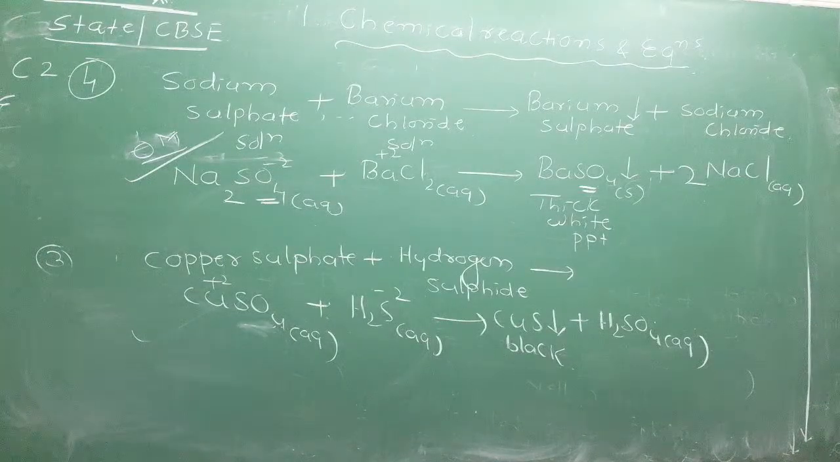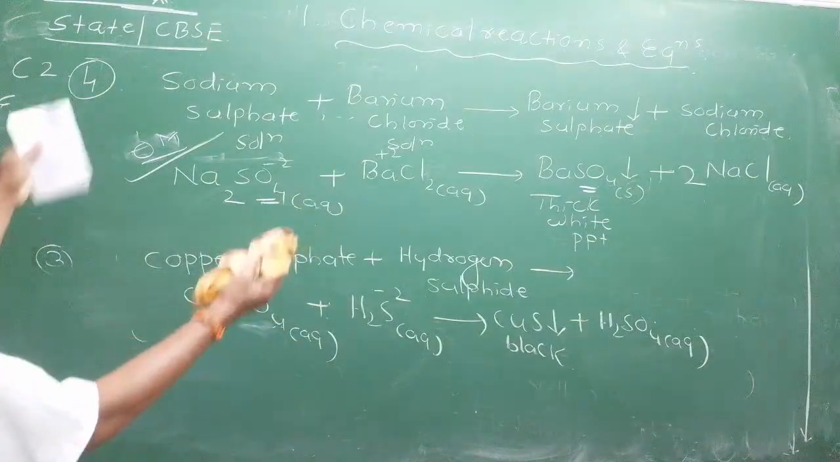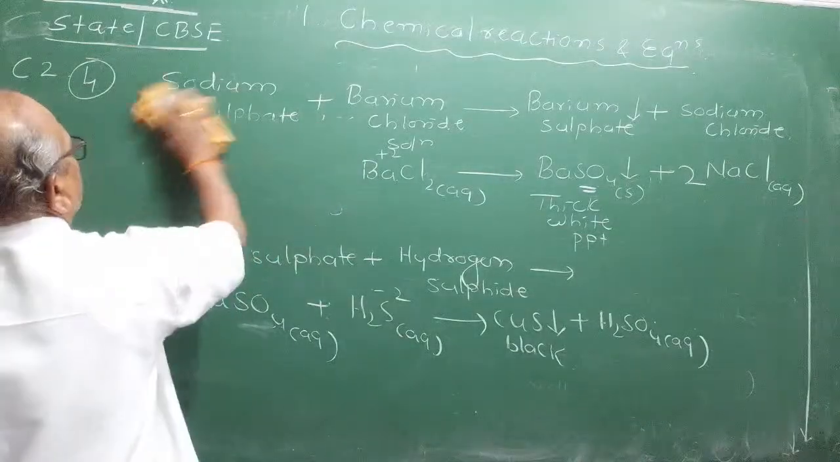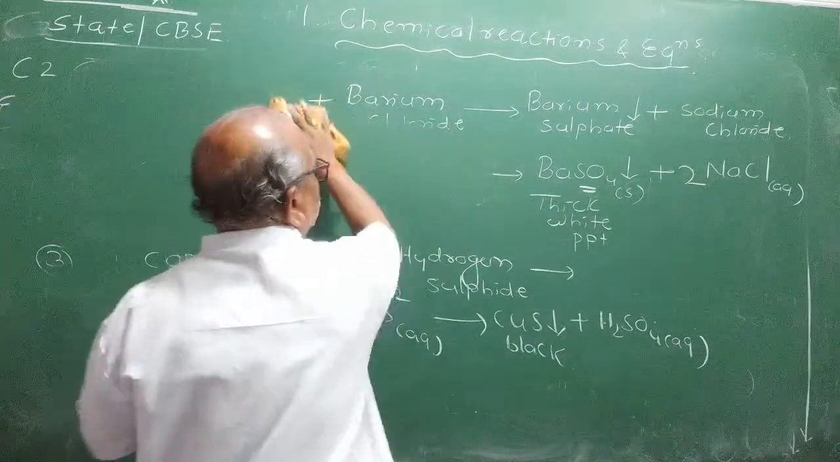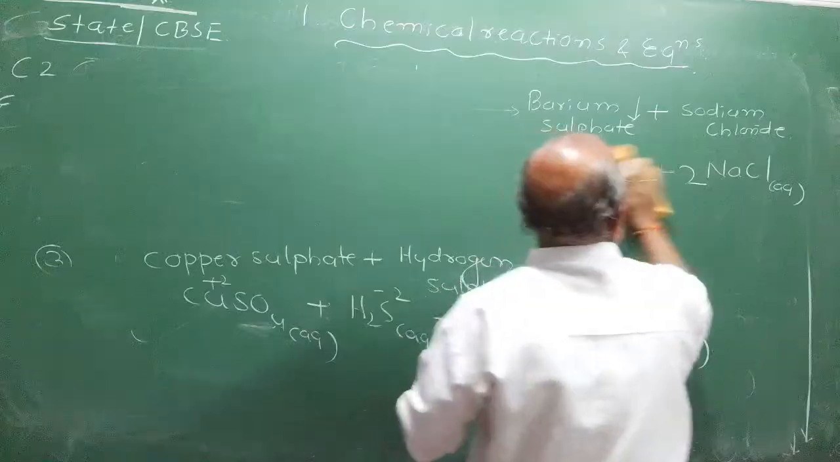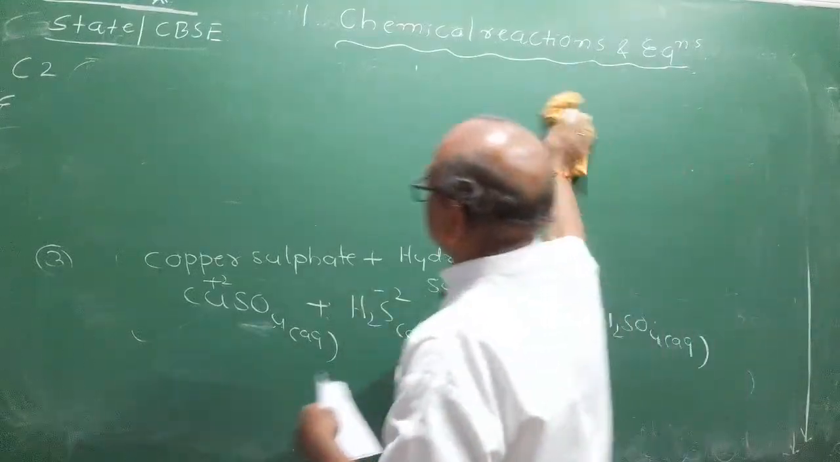And the equation is balanced. Correct, Sanvi. This reaction, copper sulfate plus H2S. Different examples of double displacement reaction you studied. Write the reactions.